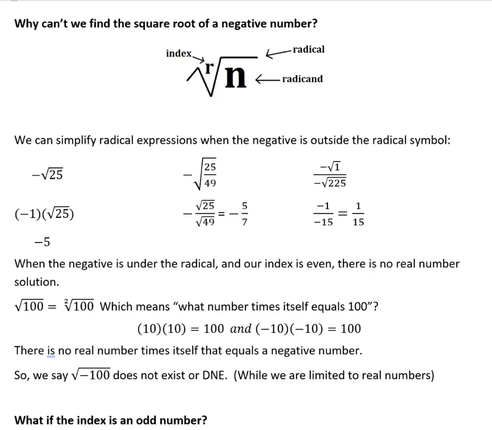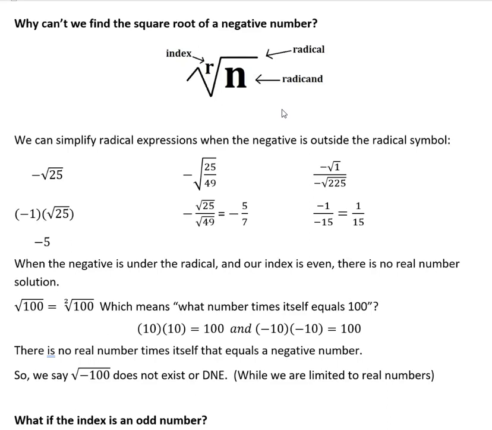Hello, it's Carly McAvoy. I want to talk about why we can't find the square root of a negative number. Just to remind you of some symbols that we're going to be talking about, the index of a radical here is r. If we're talking about square root, then that r is 2 and we don't show it, we just assume it. This is the radical symbol, and then the radicand is the number or expression that's under your radical symbol.